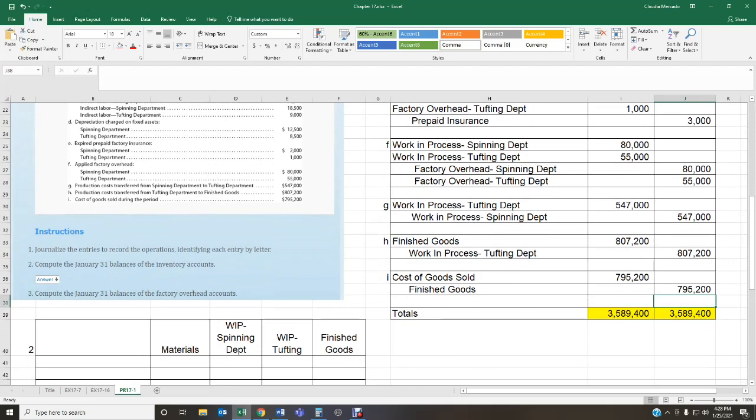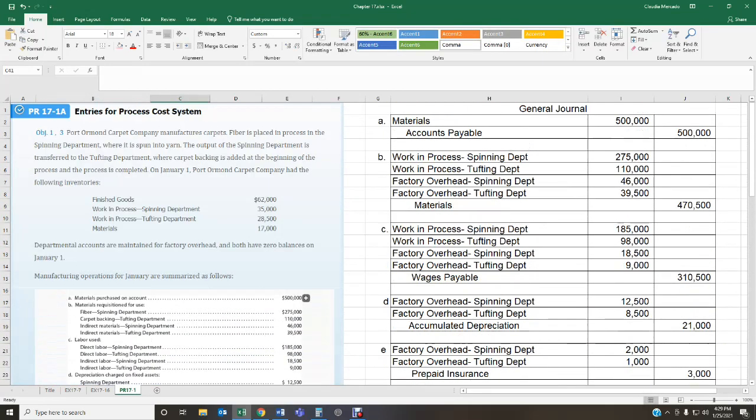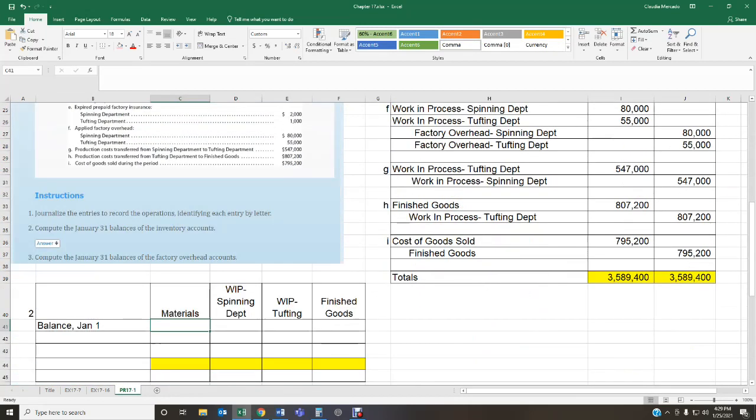Requirement 2 asks us to compute the January 31st balance of the inventory accounts. Okay, now I've set up this little table. We've got our materials, our work in process spinning department, our work in process tufting, and then our finished goods. These are the different accounts being affected. So we're going to start off with our balance as of January the 1st. Did we have a beginning balance for materials? Yes, we did. We had $17,000.